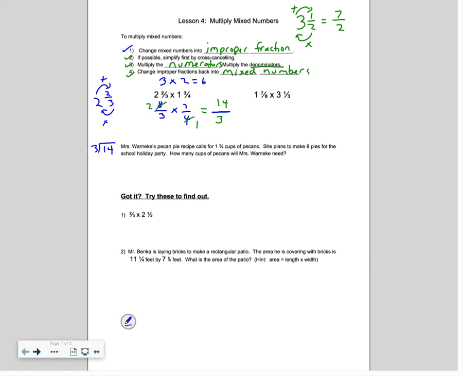14 divided by 3. 3 goes into 14 4 times. 4 times 3 is 12. Subtract and you get 2. Remember, the remainder becomes the numerator and the denominator stays the same. So 14/3 is equal to 4 2/3. And if I compare this answer with my estimate, it's close. And remember, I said that estimate was a little bit larger than the actual answer.